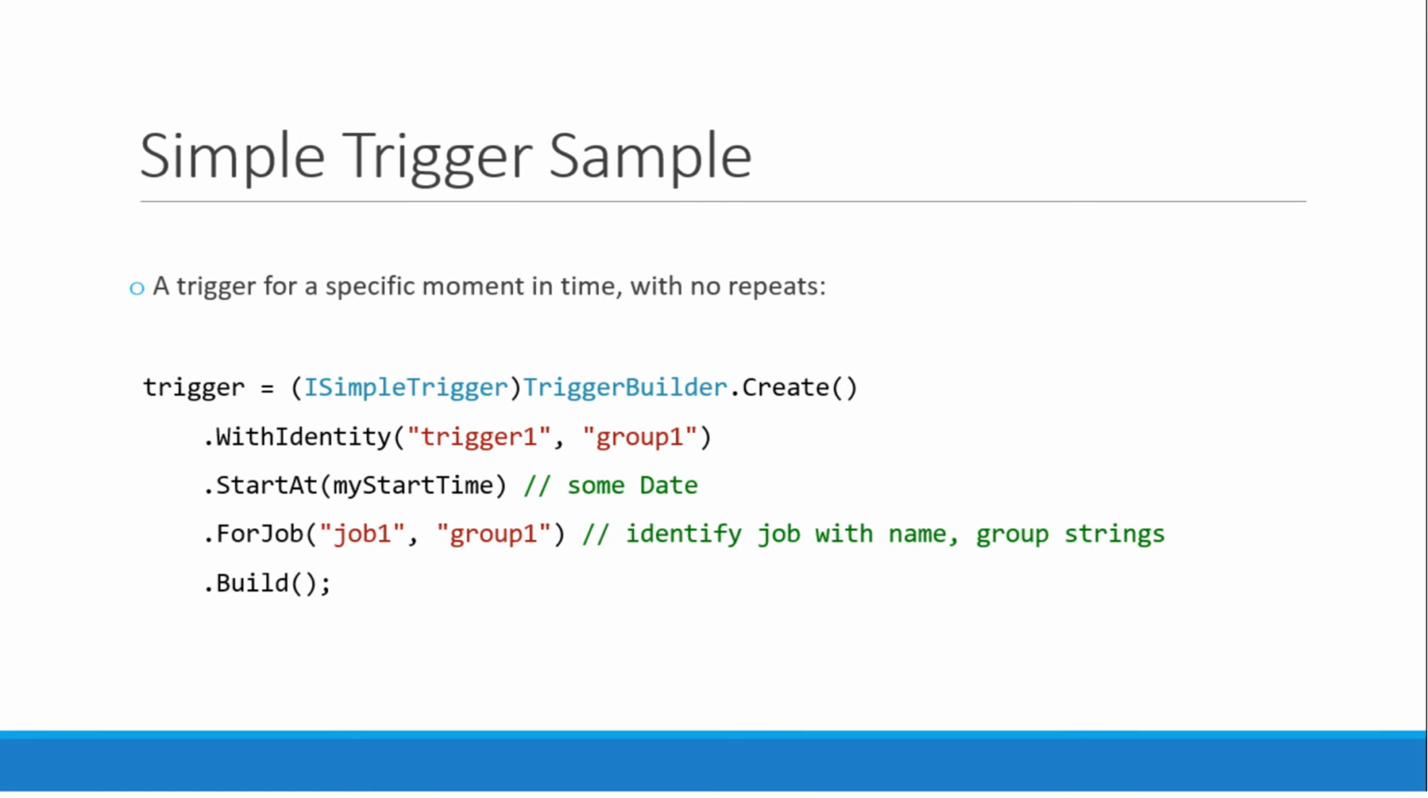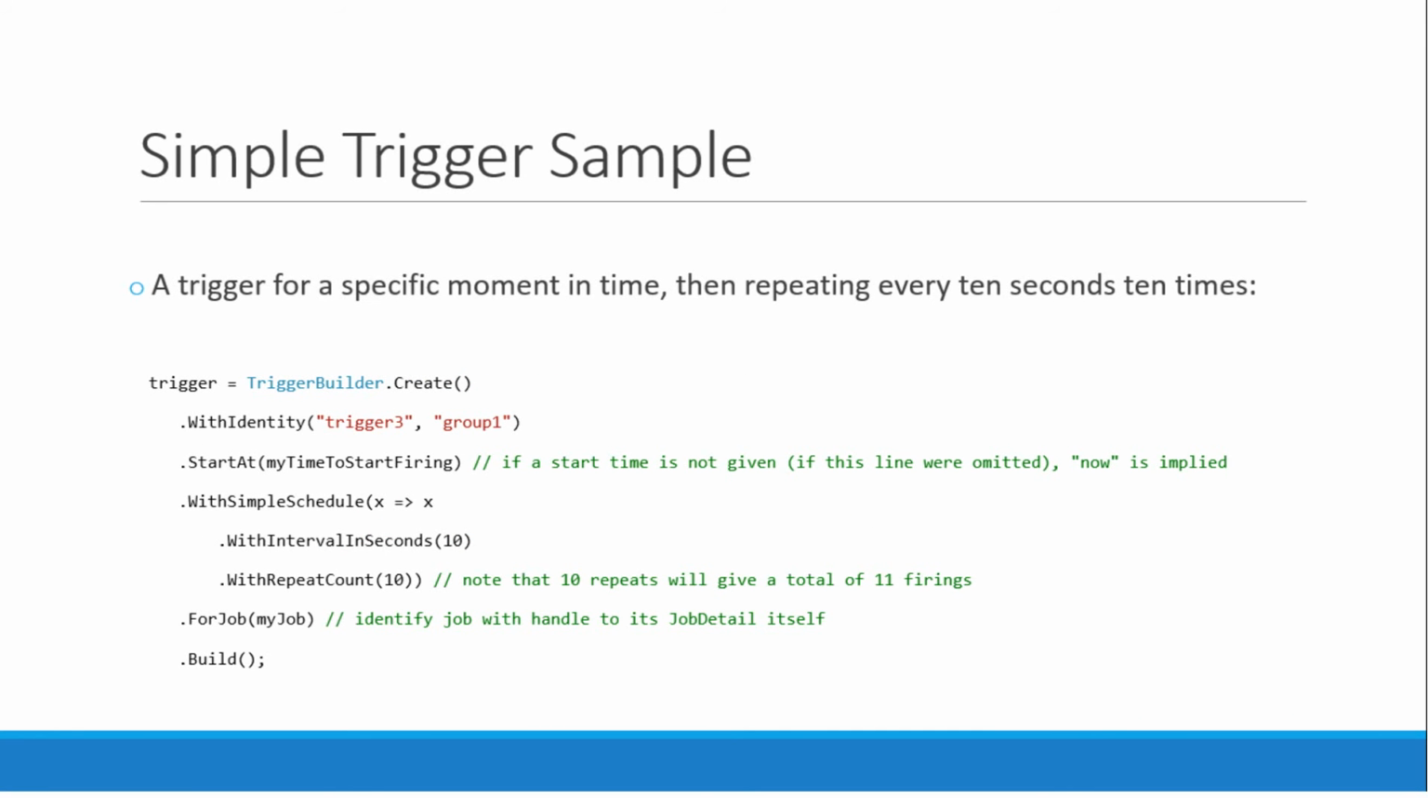I have copied some code for samples because I won't be able to show you all the scenarios. This is a very simple trigger. I have set a start and given a date there, and it will just start at that time. Start in the sense it will execute the job for the very first time at my start time. That is what is meant by start at time. Here's another example: a trigger for a specific moment in time, then repeating every 10 seconds, 10 times. Again I have given a start time, and then I tell this simple trigger to repeat with 10-second intervals, go on for 10 times and then stop.